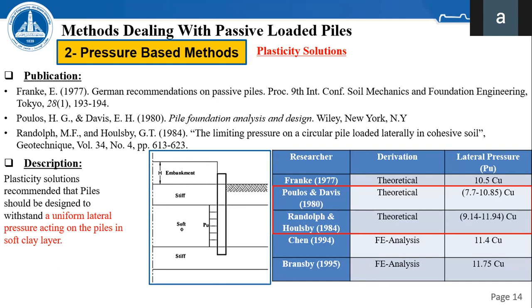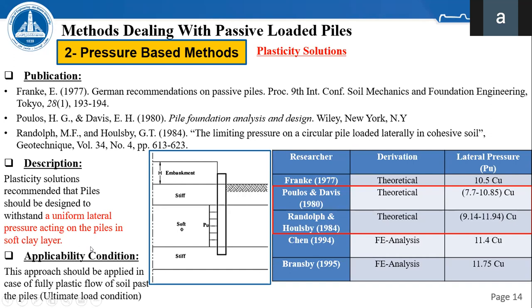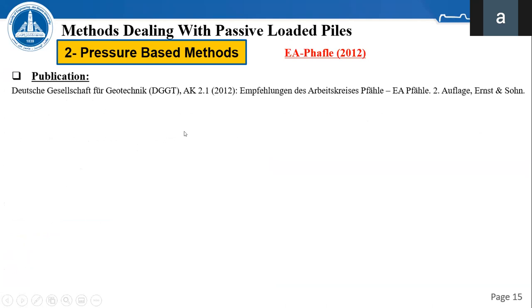And the maximum value was proposed by Randolph, which is equal to 1.94 the C undrained of the soft layer. This method should be applied in the case of the plastic flow of the soil past the piles in the ultimate load conditions. So in the plasticity solution, the lateral pressure is a function of the undrained shear strength of the soft layer, while in the methods proposed by Duncan, the lateral pressure was a function of the embankment stress. The fourth method in the pressure-based methods was proposed by the German recommendations.